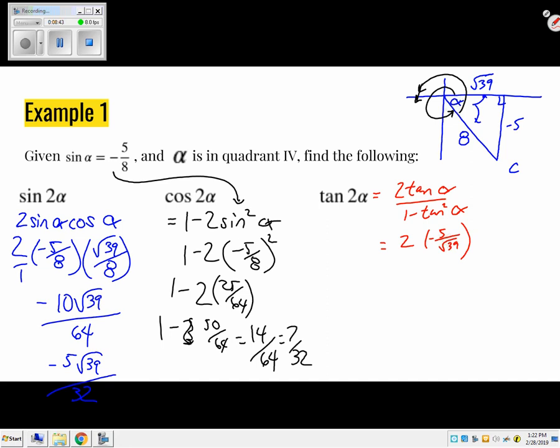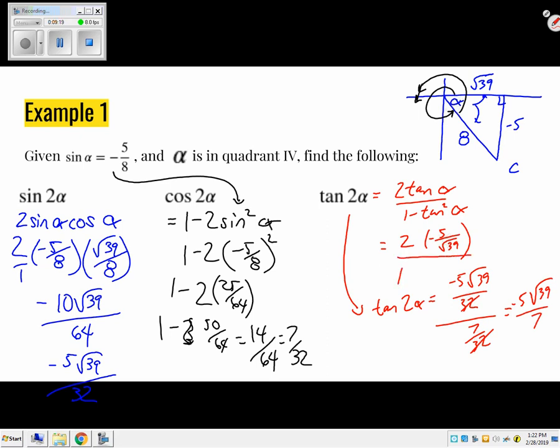She outed me. Can you believe that? Victoria said, since if we find tangent of 2 alpha, it has to be just sine of 2 alpha over cosine of 2 alpha. Keep, change, flip will just cancel those 32s, and I get negative 5 square root of 39 over 7. And that is the exact answer we would have eventually gotten with all of this. It would have just taken a longer time.